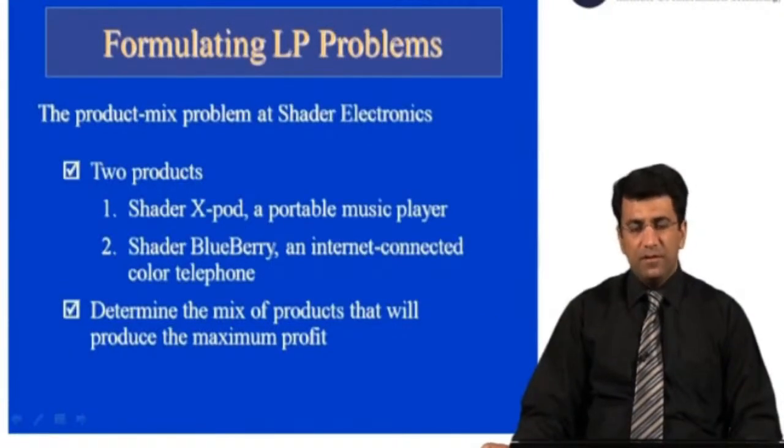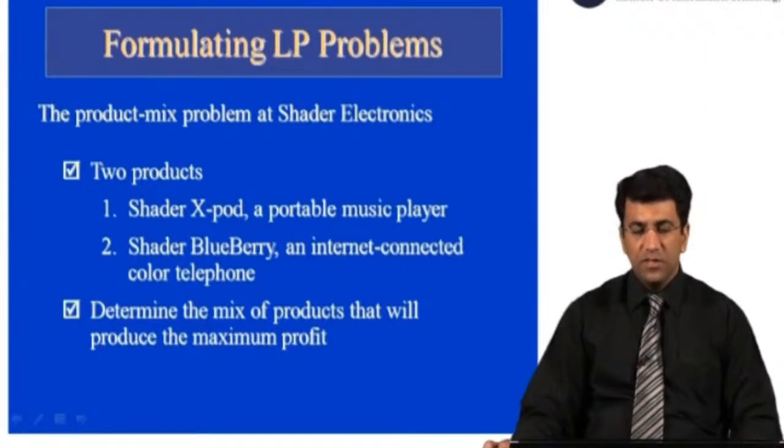So let's take an example in order to solve a linear programming problem. Again, class, this is an example from your textbook, and you can always go through your textbook to get the idea of how we can solve these problems. We are interested in the product mix problem at Shader Electronics. The manager is interested in finding the quantity of the two products in order to maximize the profit. There are two products: the Shader Export, a portable music player, and the Shader Blueberry, an internet connected color telephone. Determine the mix of the products that will produce the maximum profit.